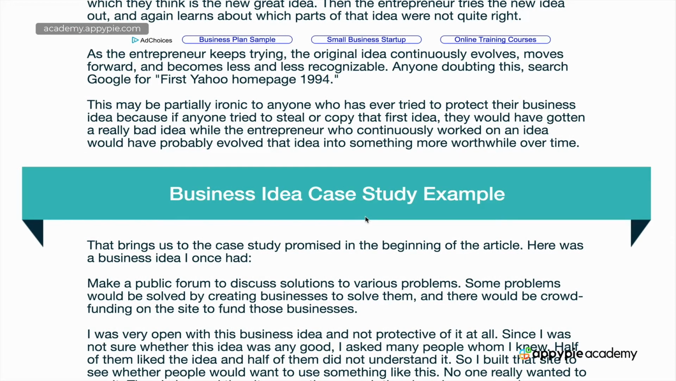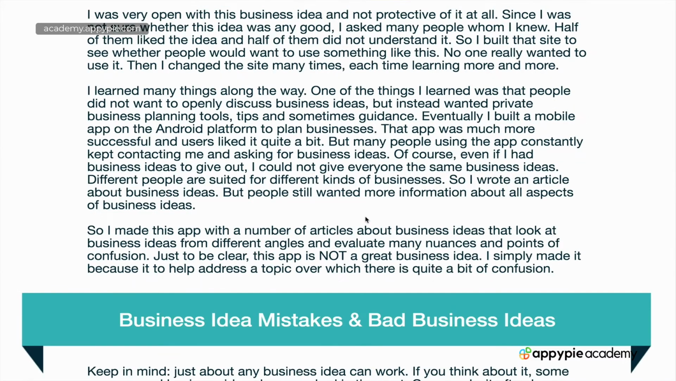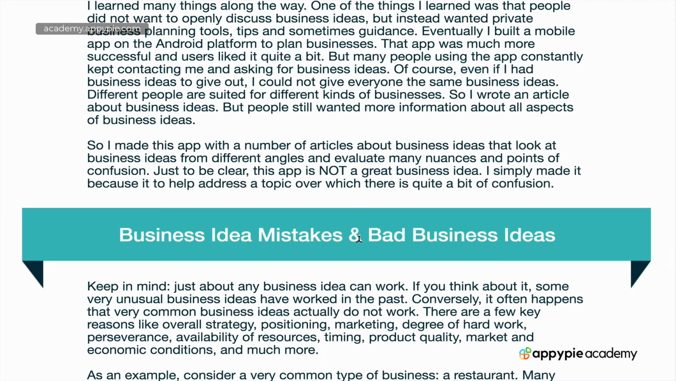So if you're competing in a super competitive niche, this is what you want to do. And it's still not a guarantee that you're going to rank, but at least you make your page competitive for ranking. And I can keep going. Business idea mistakes, bad business ideas, you get it.